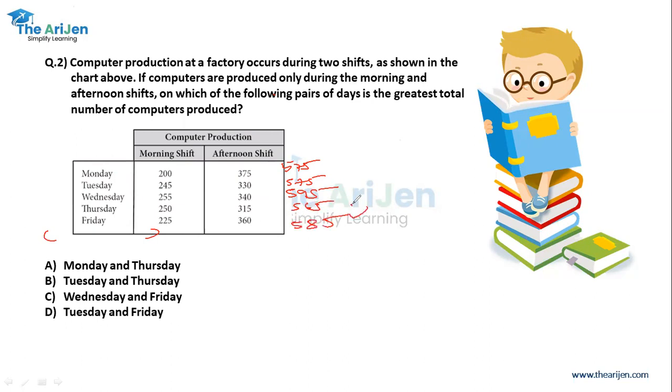So by observing the totals, you can see that the maximum number of computers have been produced on which days? Wednesday and Friday. Otherwise, 575 is the smallest, and the maximum are these two. So option C, right? Option C is the correct one. It is a very easy question, right? Now we will move to the next question.